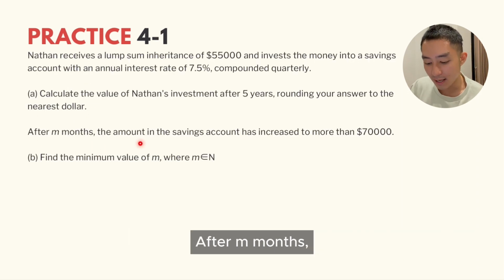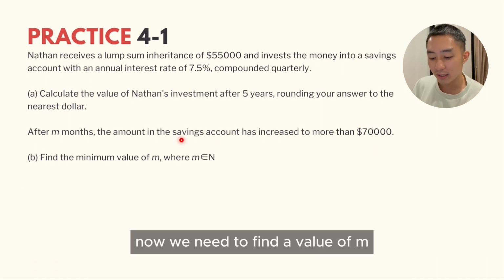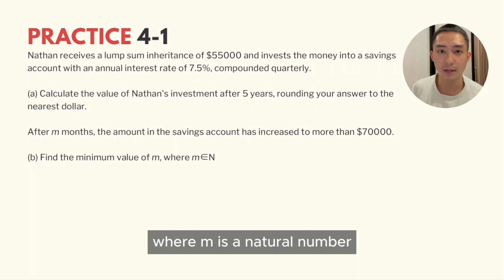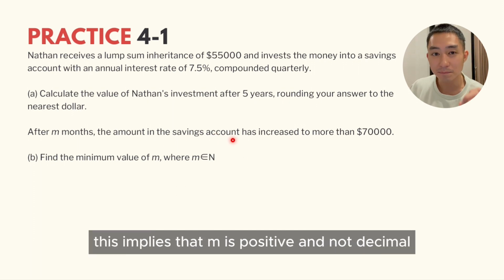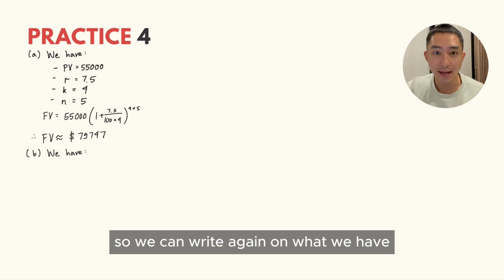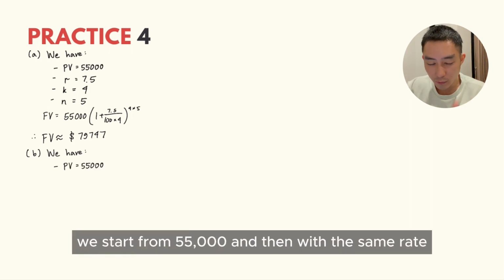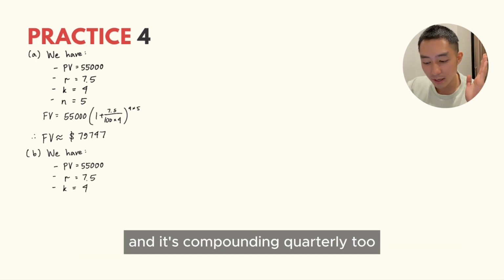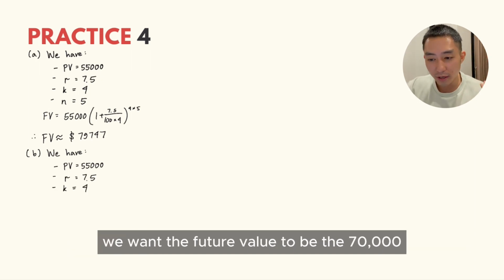After m months, the amount in the savings account has increased to more than 70K. Now we need to find the value of m, where m is a natural number. This implies that m is positive and not a decimal. Now we want the future value to be 70,000, so we can write again what we have: the present value, we start from 55,000, with the same rate, compounding quarterly too, and we want the future value to be 70,000.